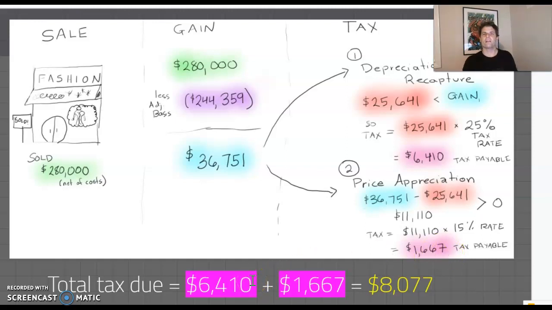So let's put it together. I pay $6,410 in tax based on the recapture of the depreciation, plus that $1,667 of tax based on my free and clear capital gain, so that green portion of the gain in that graph, the column graph you saw before, for a total capital gains tax due of just over $8,000.